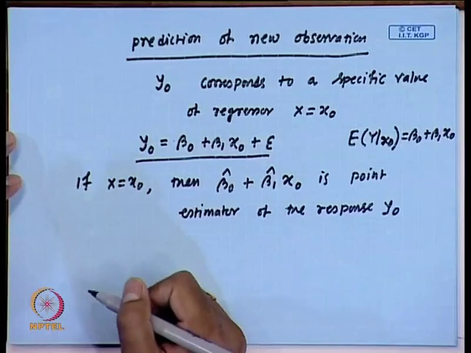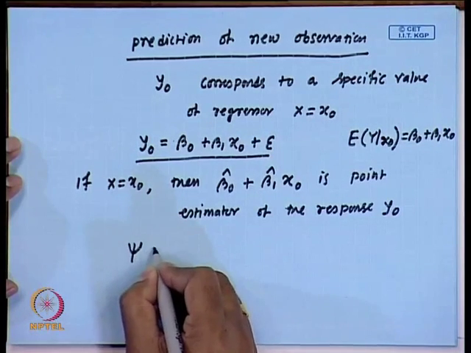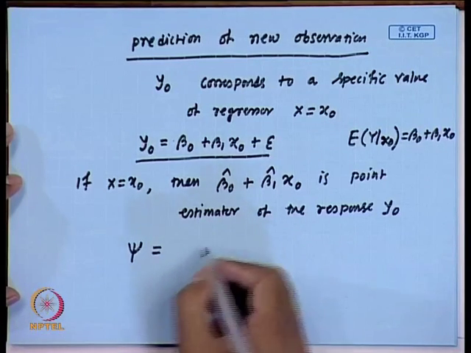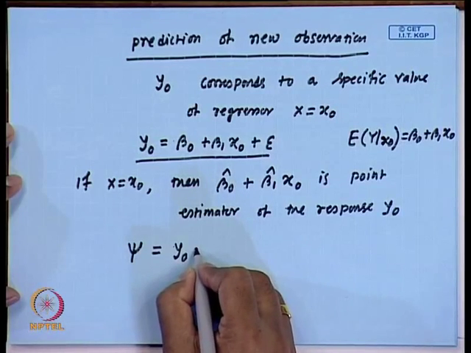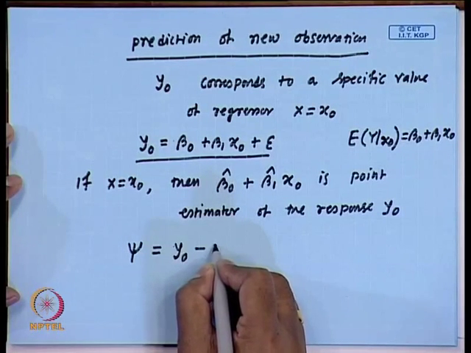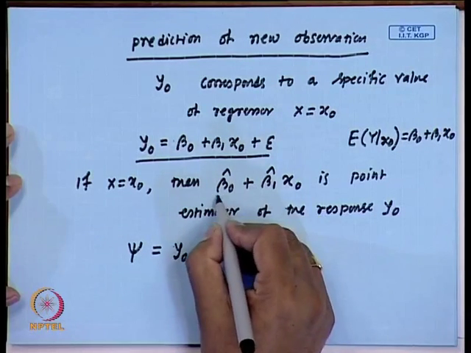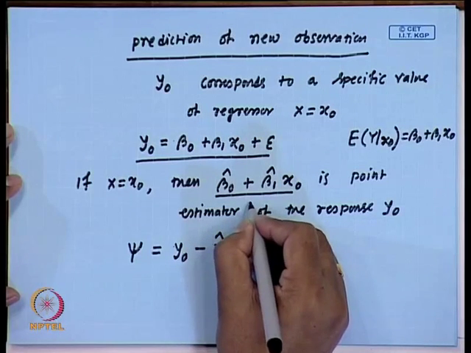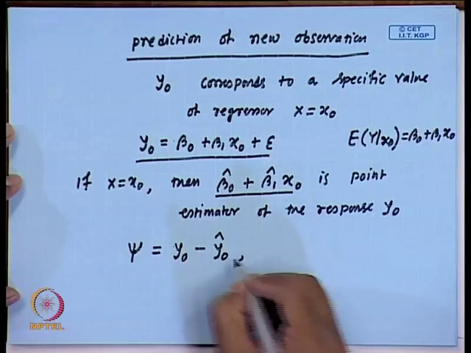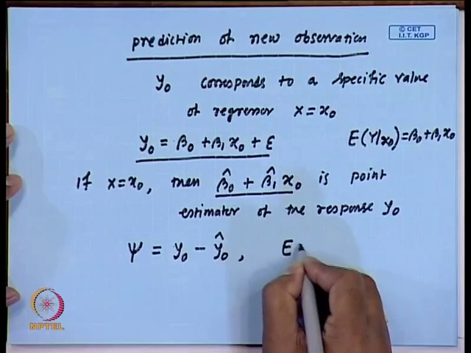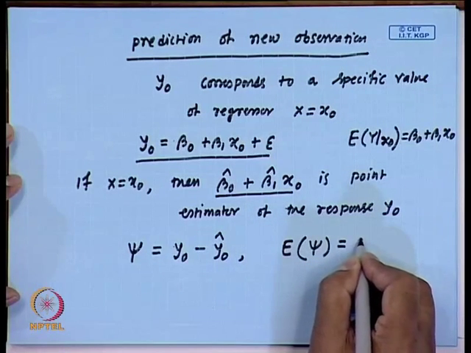Now we define a random variable psi, which is a bit tricky, equal to y naught minus y naught hat. My y naught hat is nothing but this quantity. Now it is not difficult to check that the expected value of this new random variable psi is equal to 0.